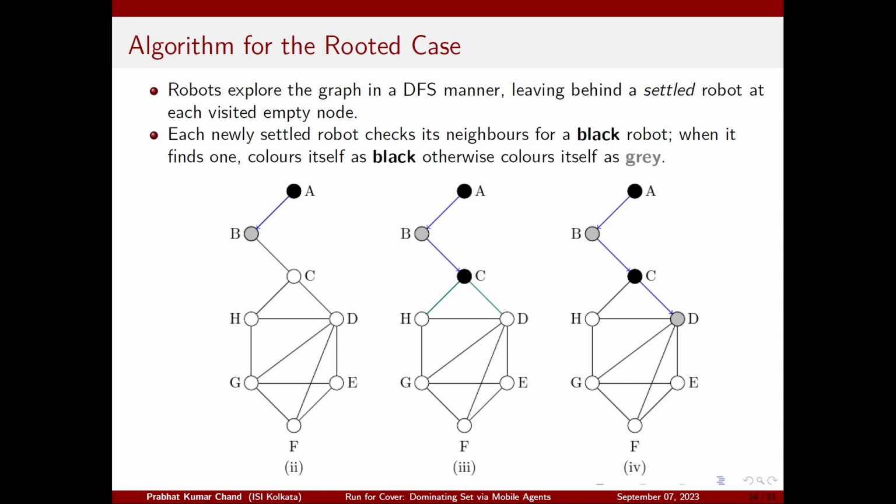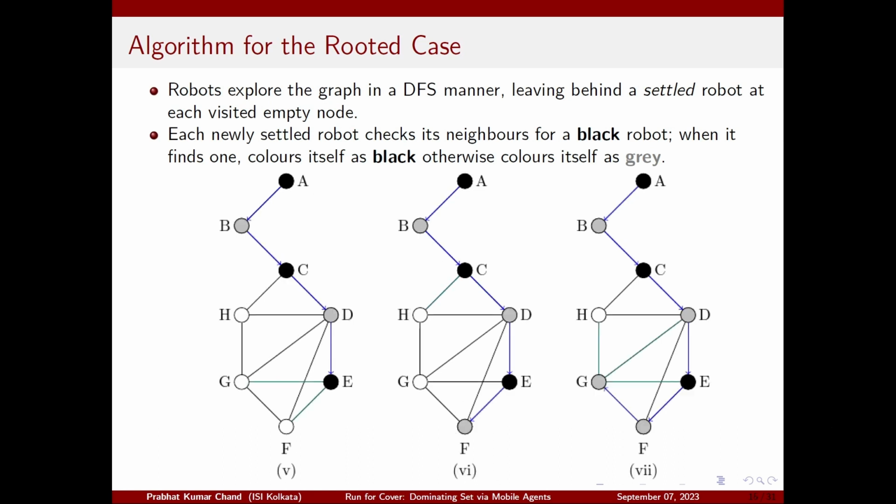Whenever a new robot settles, it checks its neighborhood for a black robot, and if it finds a black robot, it colors itself gray, or otherwise colors itself black. A robot which is coming from a black parent can immediately color itself gray. Now in the following figure, as we can see, the algorithm starts at the root A where the first robot is colored black. The robots slowly explore the graph in a DFS manner sequentially, settling one robot at each step and coloring the robots accordingly.